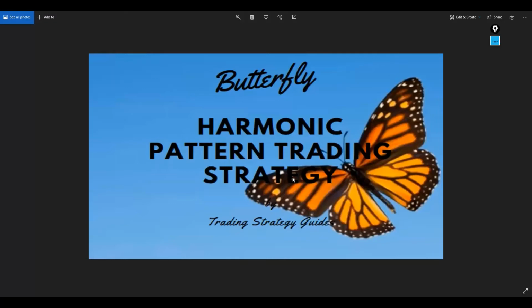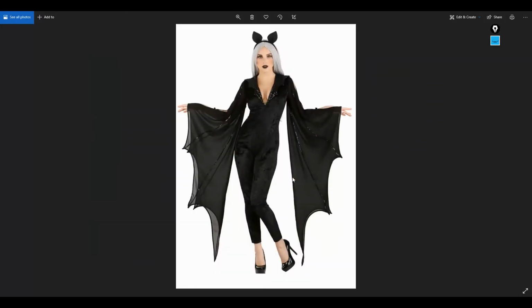All right, so start with the harmonic pattern, and the first pattern would be the bat. Look at this. This is the bat. I just wanted to bring it up this way so you can get a better idea of what the bat looks like.